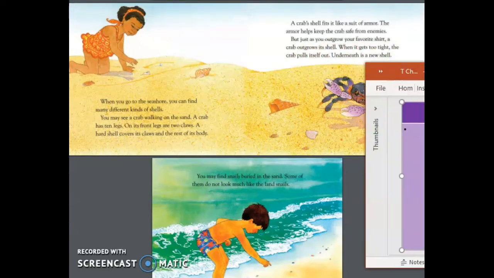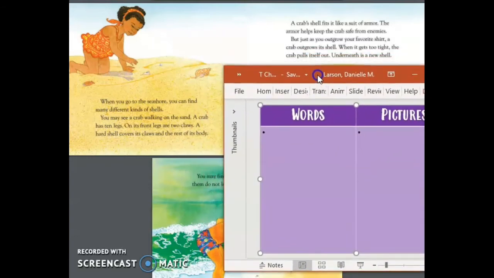So I'm going to move my T-chart over, and we're going to write about what we found in the words. So the words say the seashore or the beach. You might see different kinds of shells and even a crab. So shells and crabs at the beach. It also says that a crab has 10 legs, 2 claws on its front legs, and a hard shell that covers its whole body.